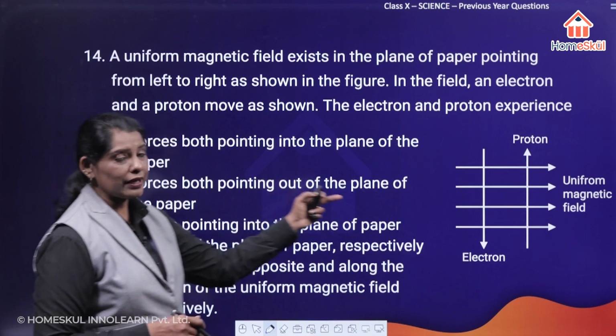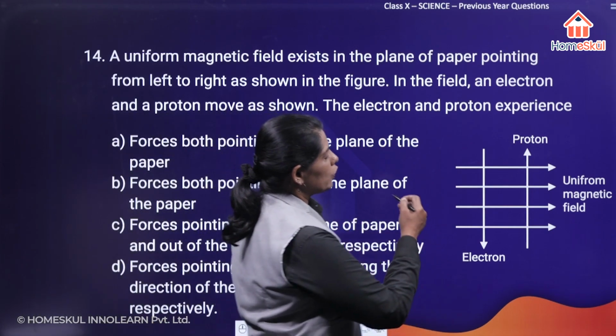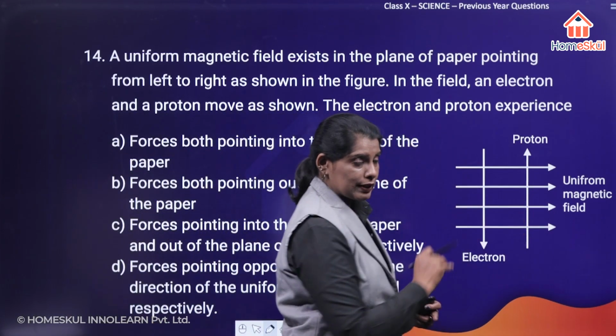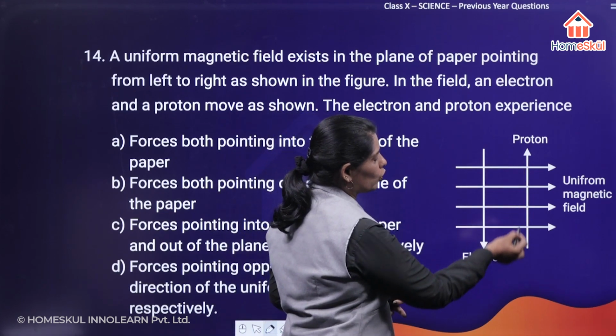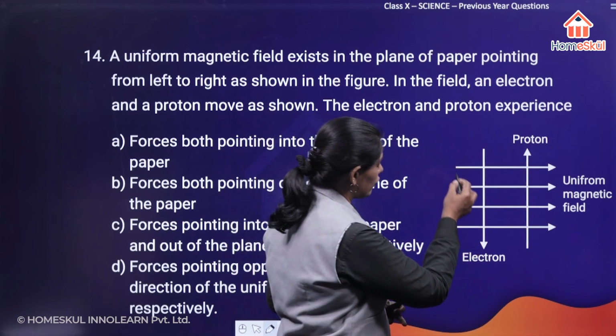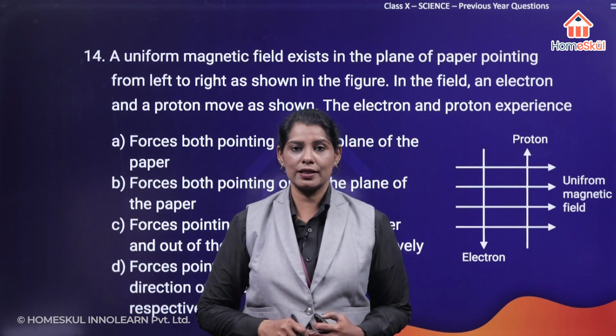Let's see the diagram over here. Here you can see the uniform magnetic field is shown, which is towards the right. The direction of the proton is in the upward direction, and the direction of the electron is shown downwards.